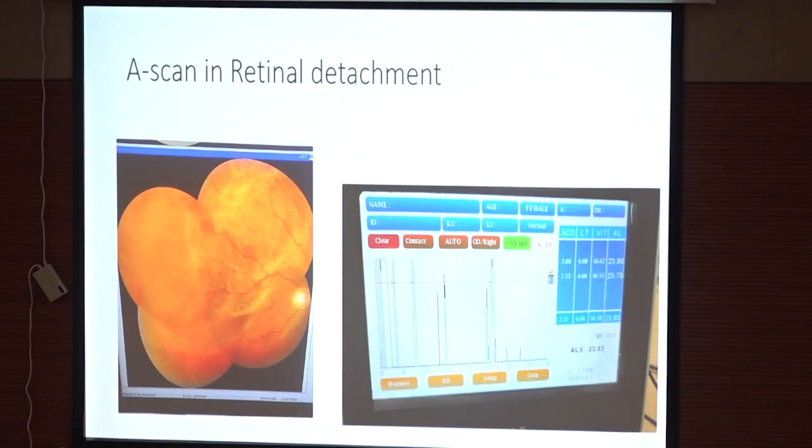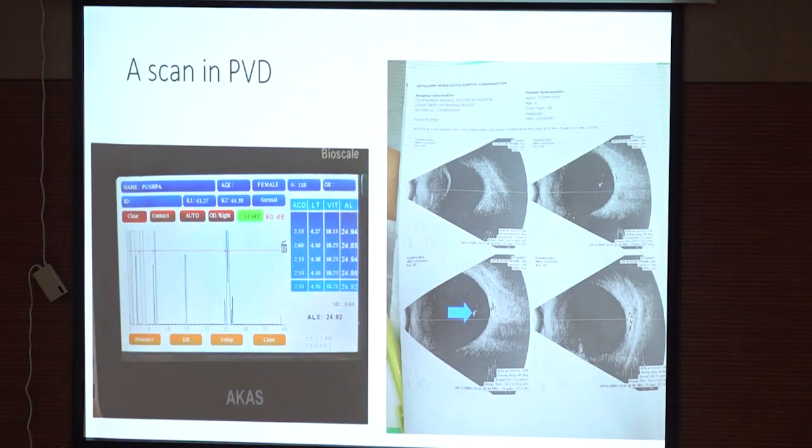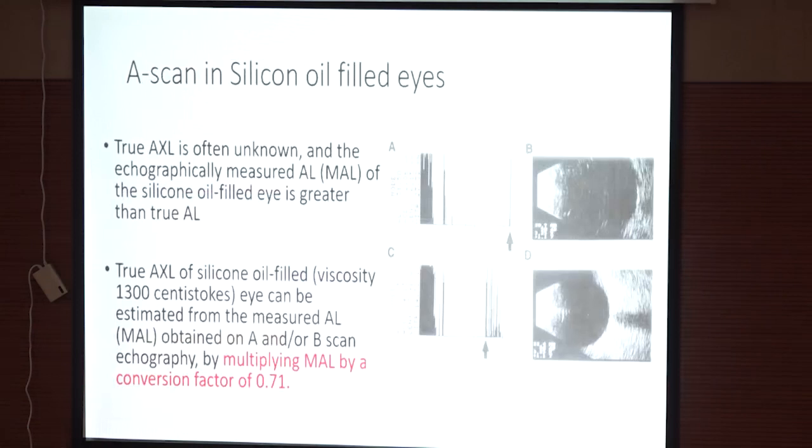This is another scenario of the A scan in a retinal detachment case. Here you can see 2 spikes in the mid-vitreous. So this is what it will look like in a case of retinal detachment. This was another case of cataract. We were doing workup and we found that there was a spike in the mid-vitreous cavity, and when we did a B scan, it was confirmed to be a PVD.